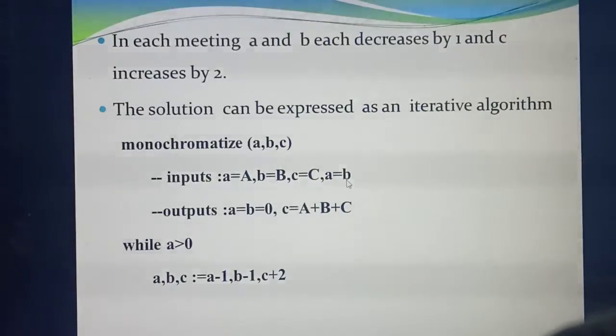The value of A equal to B. Then what output will you get? If the value of A and B equal to 0, how do you get the answer? You need to add A plus B plus C. Already written. Now, if the value of A is greater than 0, what do you need to write? You have done it in the tabular column, no? Value of A is reduced by 1, then value of B is also reduced by 1. At the same time, value of C is increased by 2. Understood? Please understand and study.